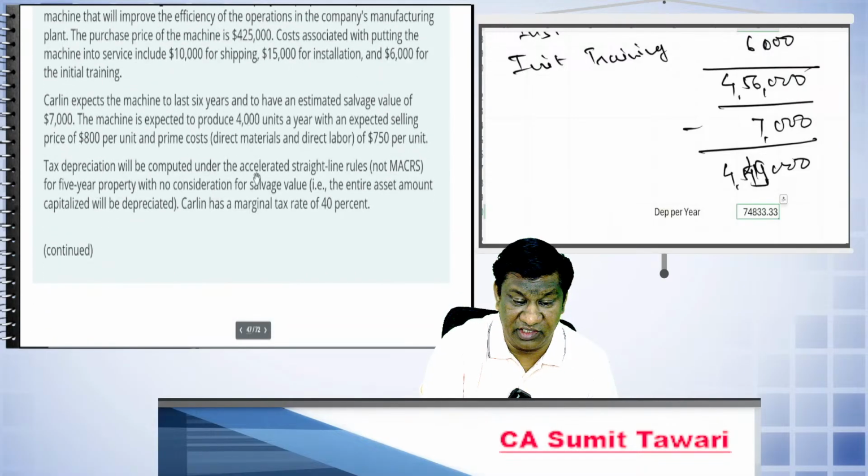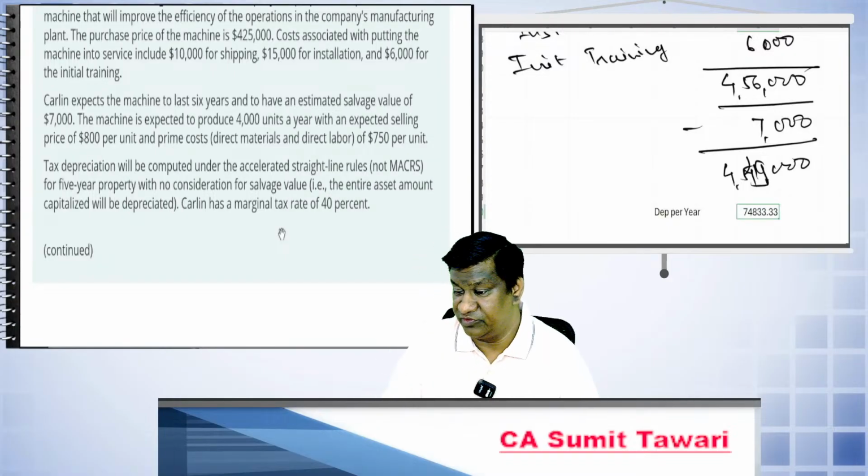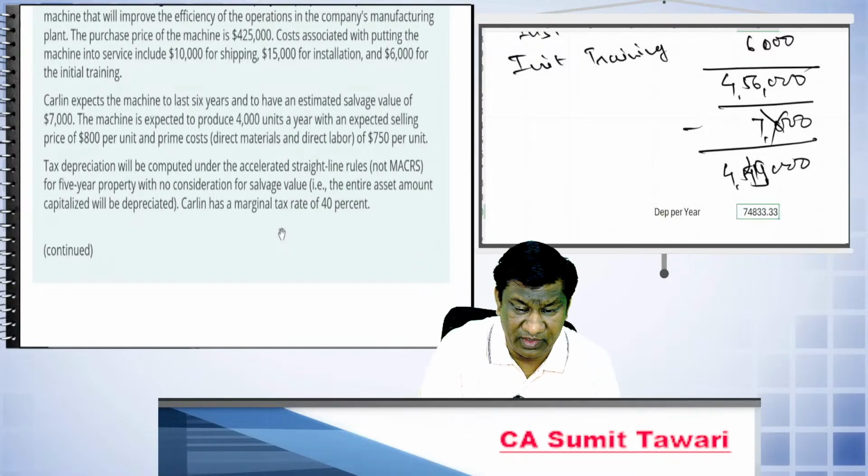The depreciation is under the straight line rule. There is no consideration for a 5-year property; the entire asset amount capitalized will be depreciated. It is not like this, we do not require to consider this. The amount is 4,56,000.